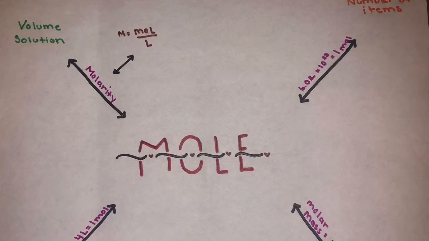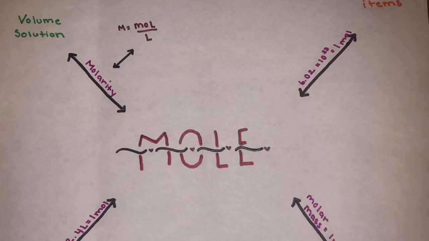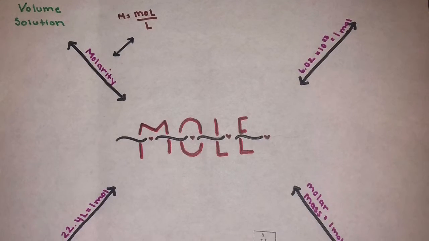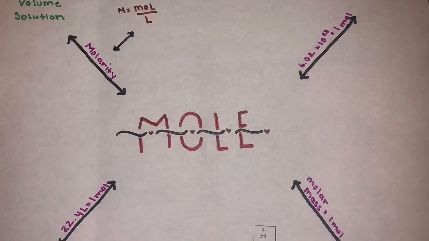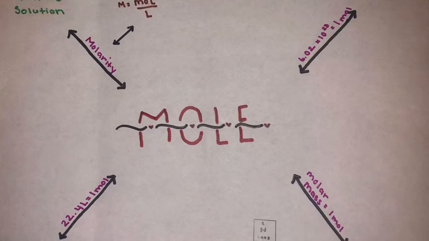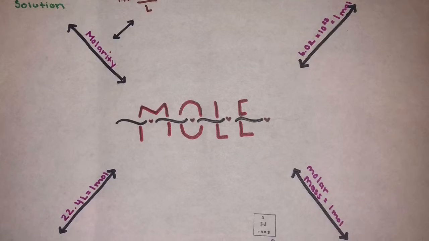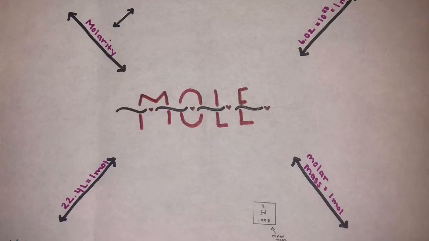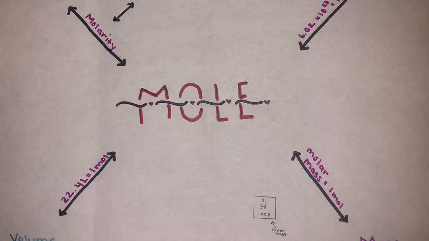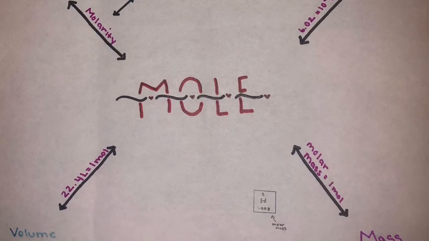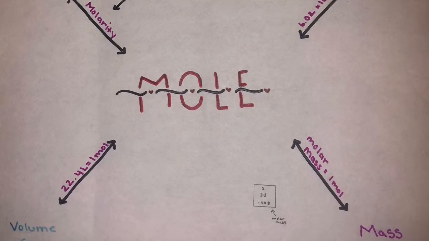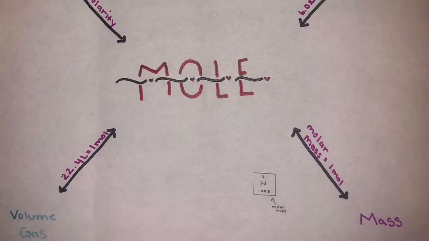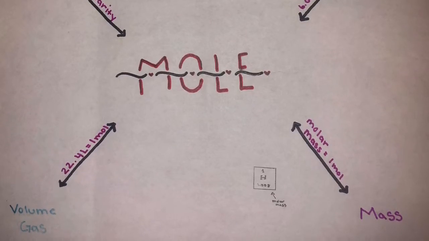When dealing with moles, there are 4 different things you need to know. First of all, you need to know about molarity. To find the volume of solution, the formula for molarity is moles over liters. Next, you need to know about Avogadro's number, which is 6.02 times 10 to the 23rd power, which also equals 1 mole. Furthermore, you need to know about the volume of gas, which may show up in liters. 1 mole equals 22.4 liters. Lastly, you want to know about the molar mass, which also equals 1 mole.